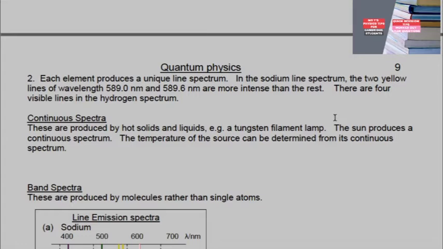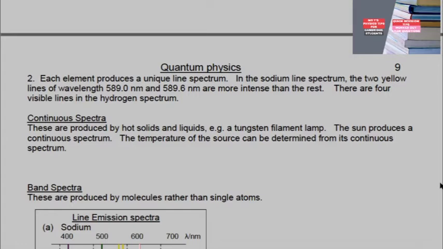And then we do have what's called continuous spectra. Continuous spectra are produced by hot solids and liquids, e.g. a tungsten filament lamp. The sun produces a continuous spectrum as well. The temperature of the source can be determined from its continuous spectra.